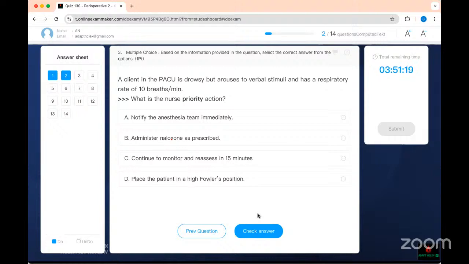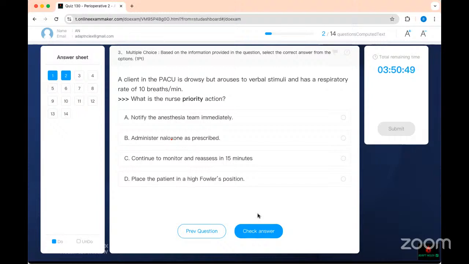The client is drowsy but arouses to verbal stimuli. It's drowsy, that when you talk to them, they wake up. And has a respiratory rate of 10. Is this patient okay to let go? What do you think? Respiratory rate of 10. I don't like it, right? He's drowsy. I don't like it, even though I wake him up. That tells you something is not right. But what happened? He just had surgery. It's probably anesthesia still in the system.